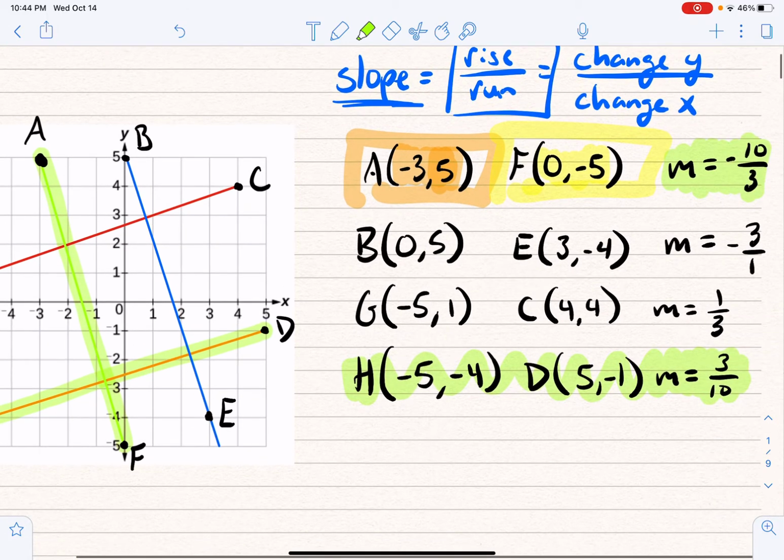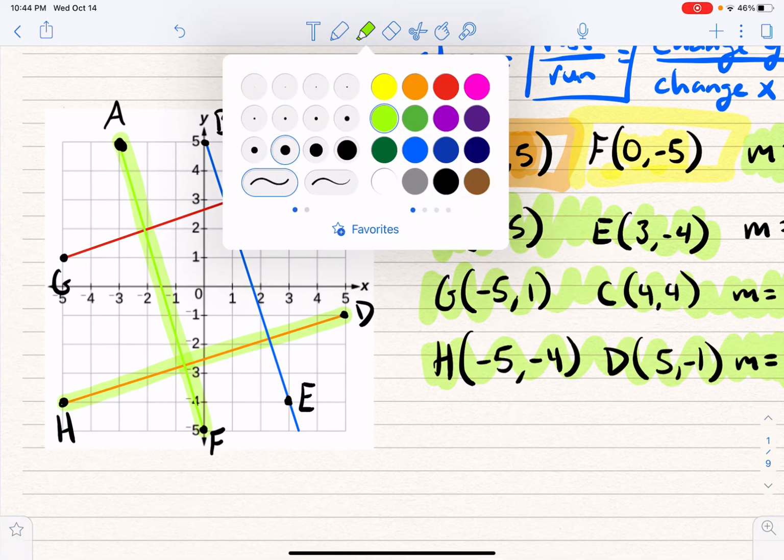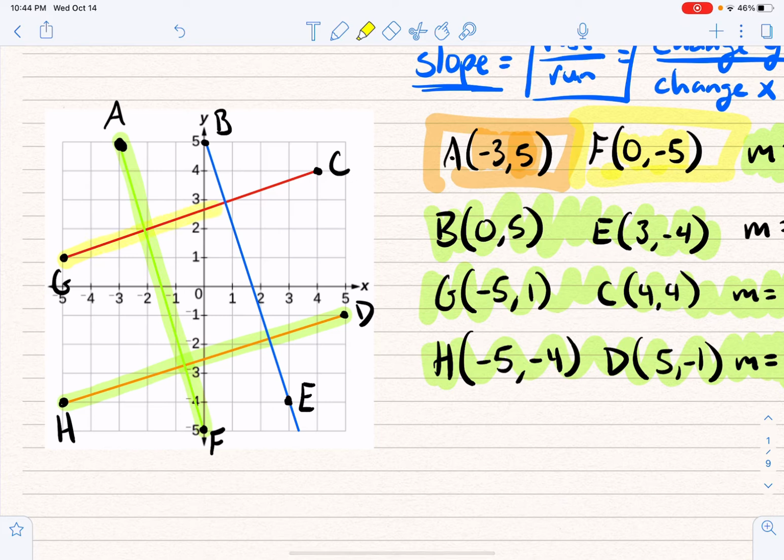Also, look at the slope of BE. The slope of BE is negative 3/1, while the slope of GC is positive 1/3. Again, opposite reciprocals. So that would mean that GC is perpendicular to BE. So while we didn't have any parallel lines, we do have two pairs of perpendicular lines.